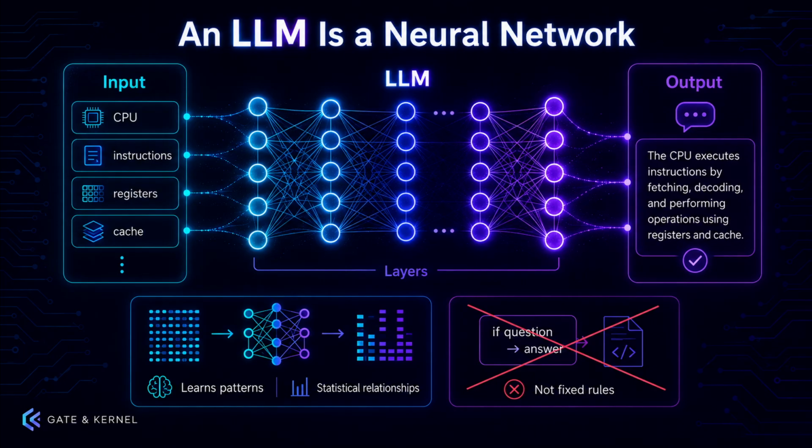For example, it may learn that the words CPU, instructions, registers, cache, and memory often appear in related technical discussions. The model does not simply memorize those words. It learns possible relationships between them. These relationships allow the model to generate useful responses to questions it has never seen in exactly the same form.